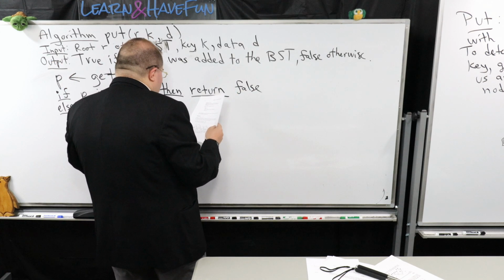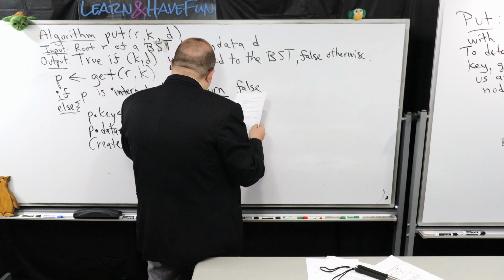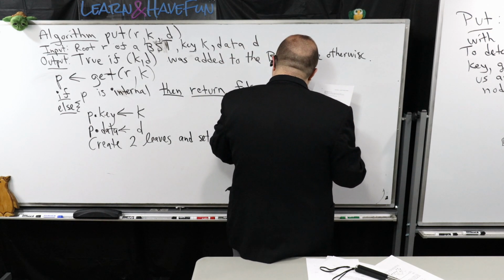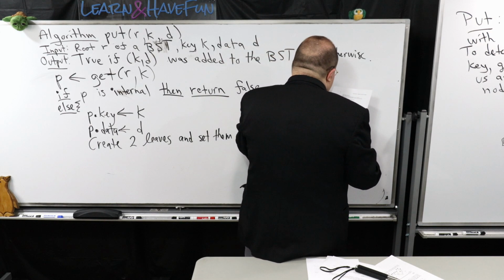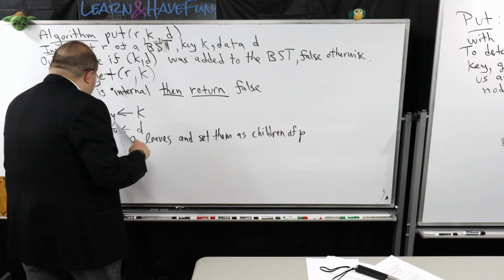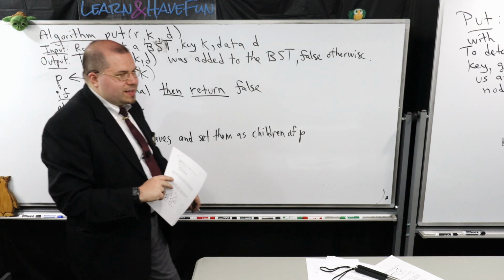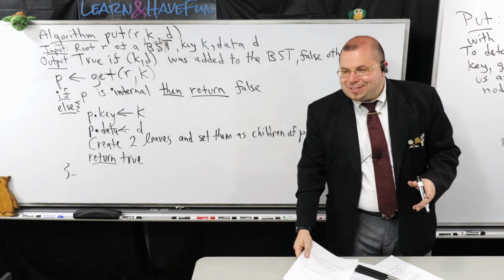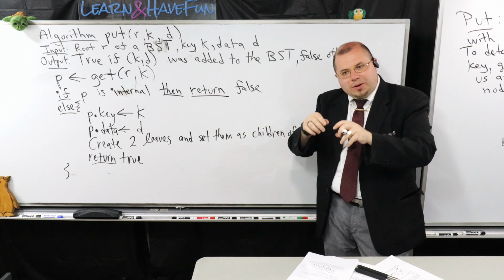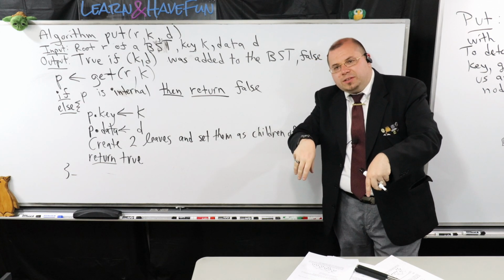Then lastly, you create 2 leaf nodes and set them as children of P. And then you just return true. And that's it. Remember, the whole process is I just use get to define where it needs to go. If I hit a leaf node, I put the data for my record into that node, and then I create 2 leaf children.